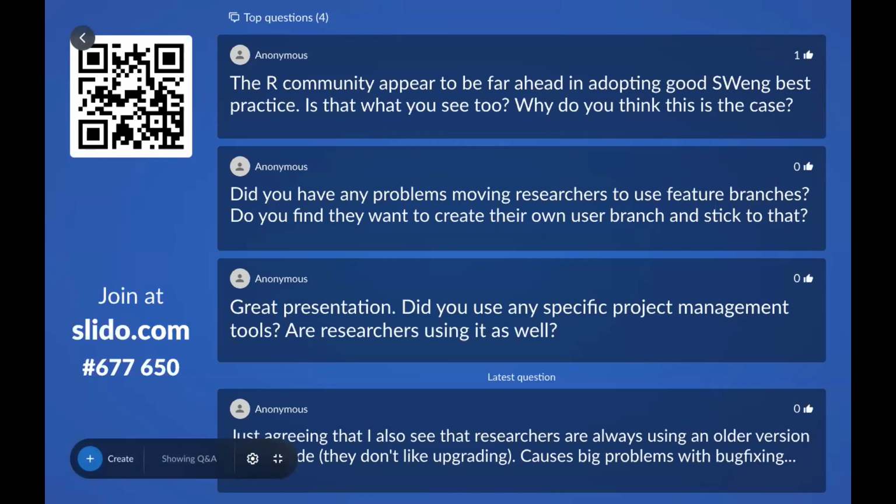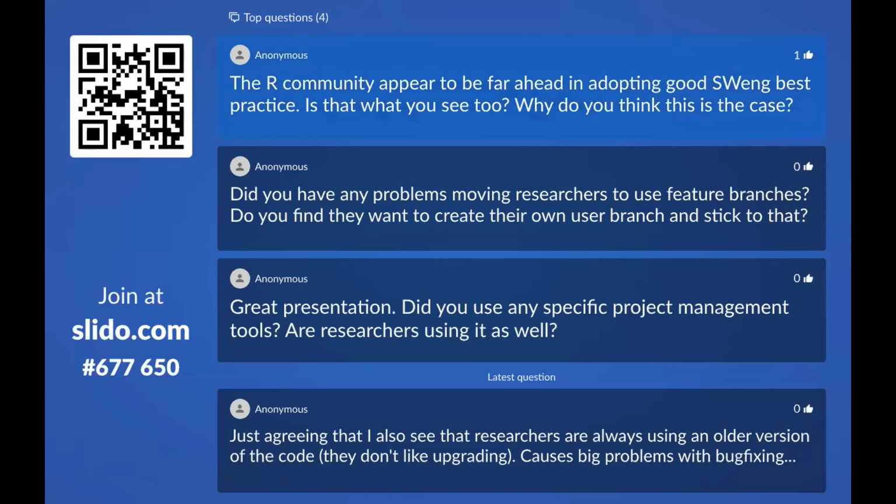Cool. So we have had some questions. That was a fantastic talk, I would say. I feel I recognized a lot in that. I think I'm going to make all of my group watch that, because there were lots of things in the consult part that really resonated. So I'm going to start with the top question here, which is: the R community appeared to be far ahead in adopting software engineering best practice. Is this what you see too? And why do you think this is the case?